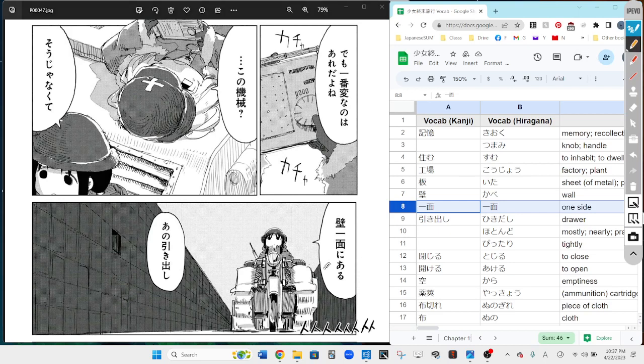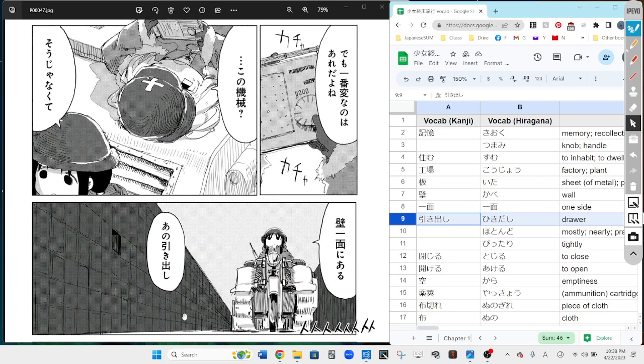That's a good guess, but what particle is right here? Ni aru, so towards the basically one side of the wall. So aru and iru as a location marker do not take de, they take ni. The subject of the sentence has been dropped, but it is actually in the second bubble. So ano hikidashi wa kabe ichimen ni aru. Ano hikidashi, the pulled out one, the drawer. There's a drawer on one side of the wall. Yes, that is what it's saying.